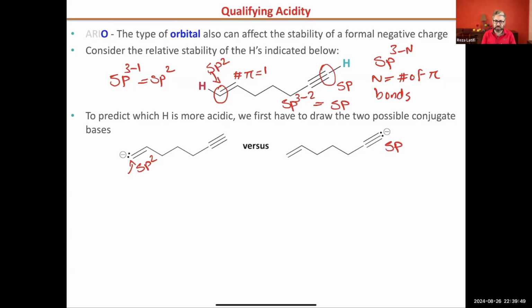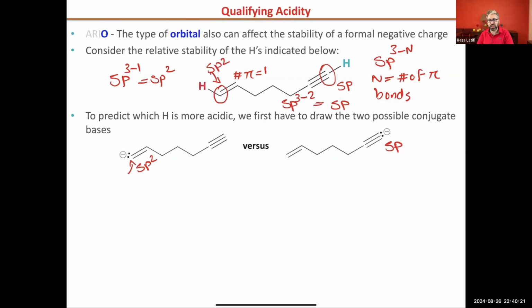The higher the s character you have, the closer you will be to the nucleus. Remember, you are dealing with electrons. Electrons are outside of the nucleus. If they get close to the nucleus, you will have more attraction force between the protons and the electrons. So the higher the s character, the closer those two electrons will be to the nucleus, and if they're closer, the system will be stable.